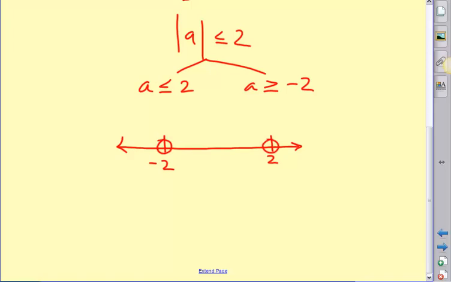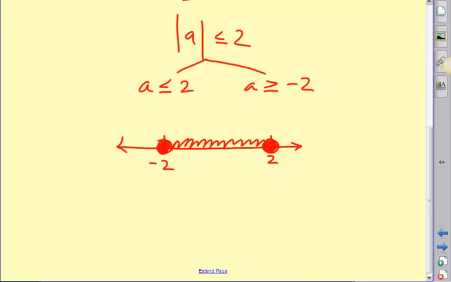Alex, do I color in the circles or leave them empty? We color them both in because they can be equal to those numbers. And it says A is less than or equal to 2 and A is greater than or equal to negative 2. Do I need to shade between them or going away from each other? Between them. Beautiful. Nice. Perfect.